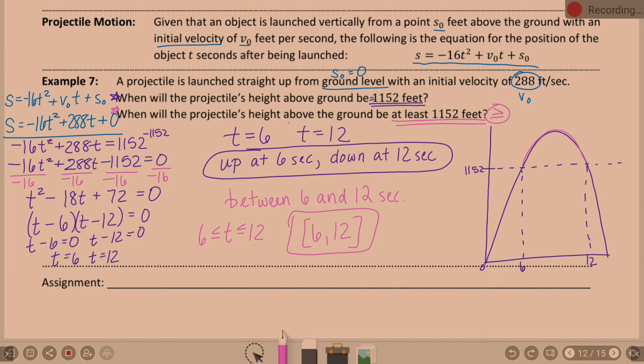Your homework. Make sure you get it done for tomorrow. Is this in the homework? There is one like this in the homework. Either 33 and or 34. Okay. 2 through 26 evens. 33 and 34.